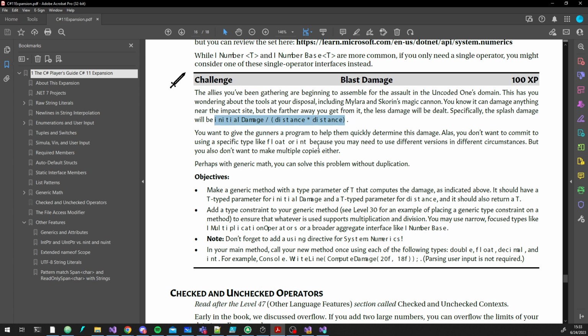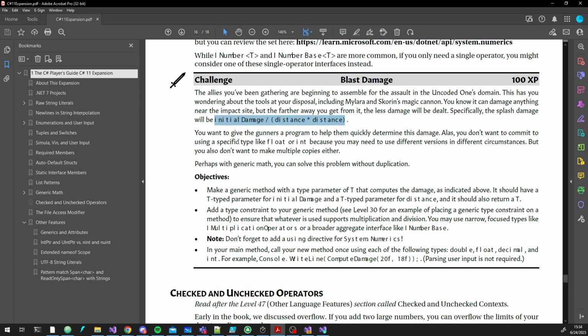And the thing about it is in this challenge, we don't want to necessarily commit to using float or int or whatever. We might want to preserve that and use different things. This is a great place for generic math. So that's the intent here, is we want to make a method that uses generic math and uses this equation that's given to us. So we don't have to invent the equation, though. As long as you use generic math, if you want to tweak the equation for whatever reason, go for it.